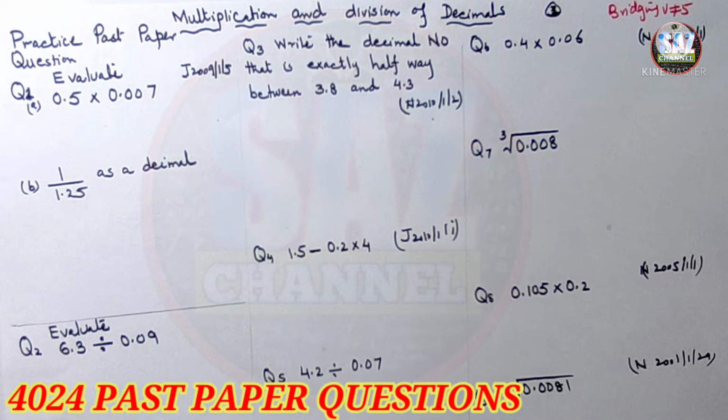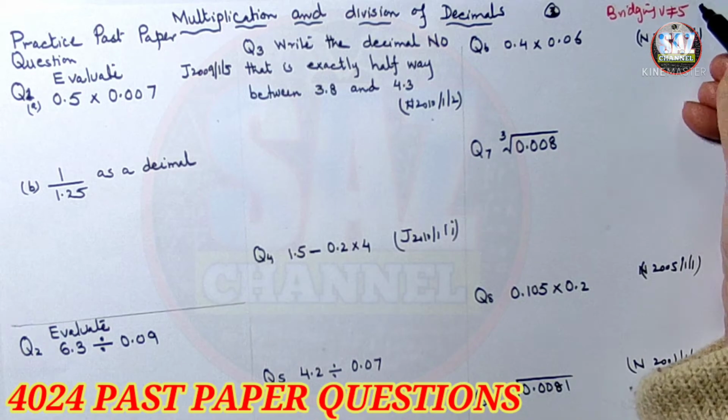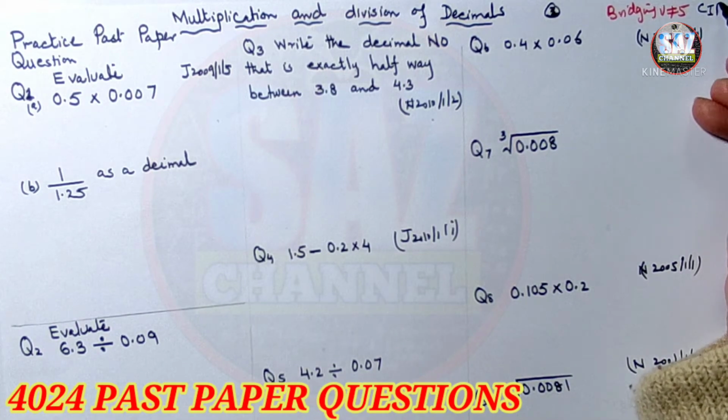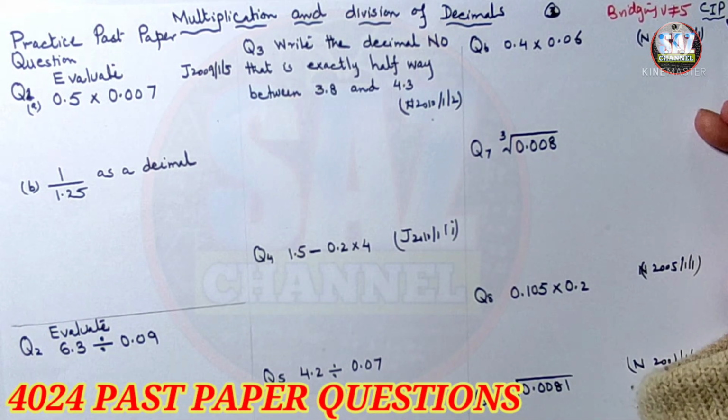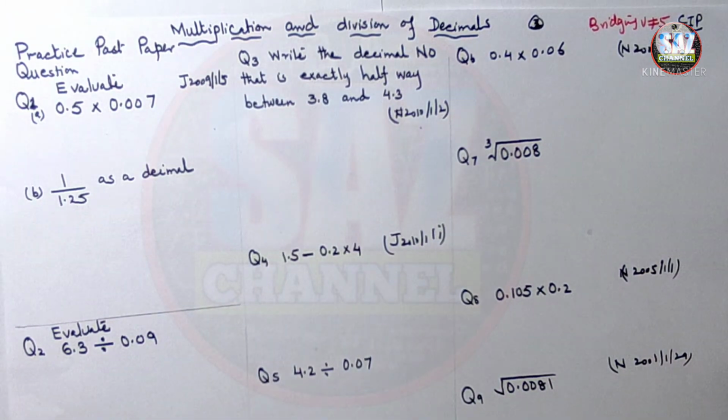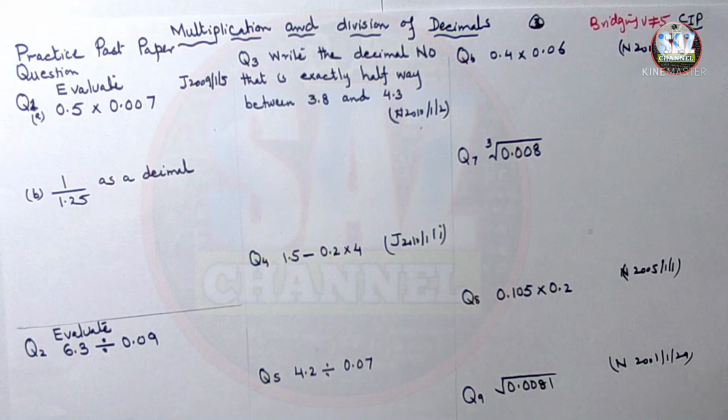And this class is the application of the CIP rule. Recall, students, what is the CIP rule for multiplication? CIP is count, ignore and place. Count, ignore and place.